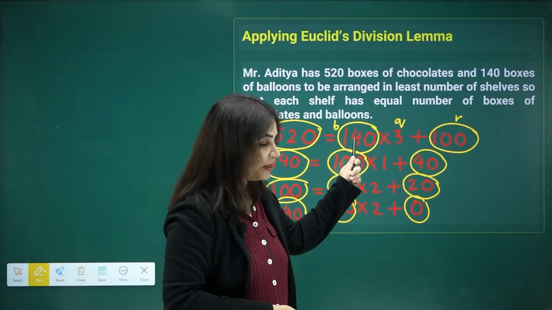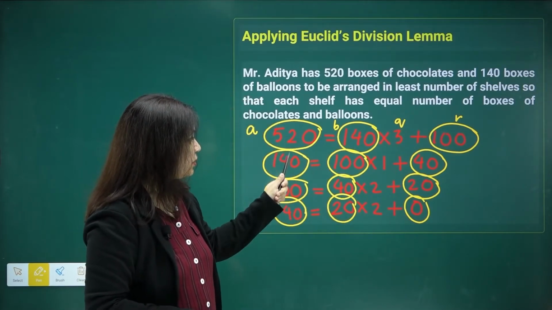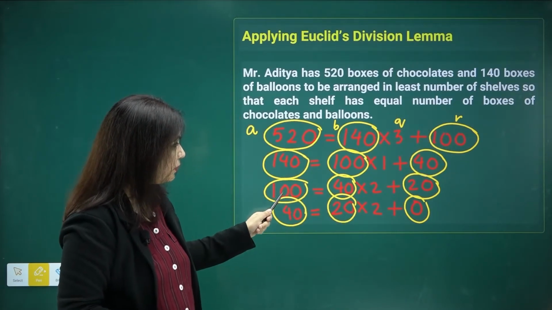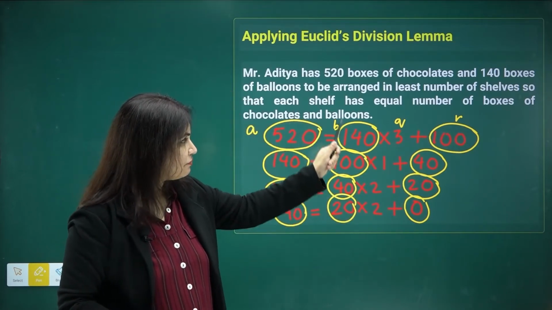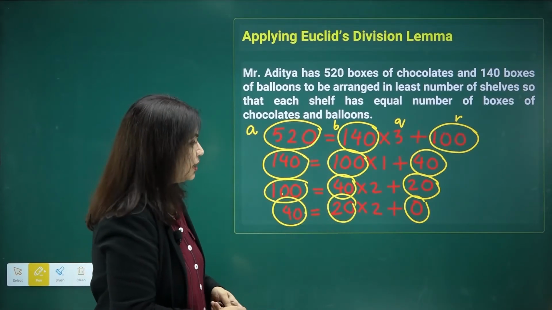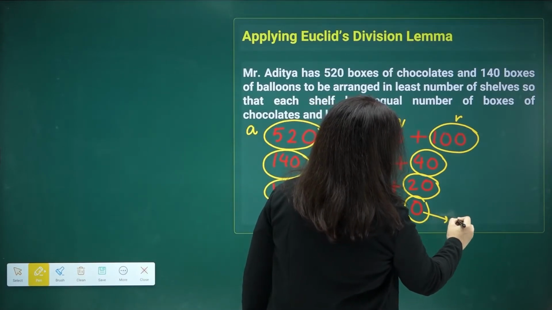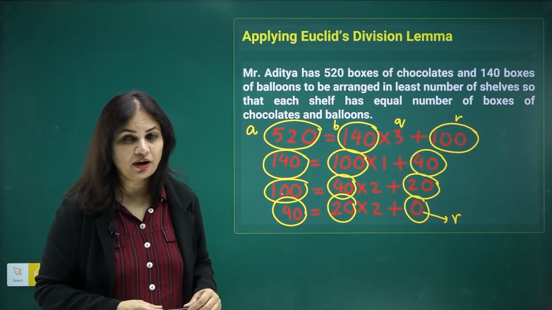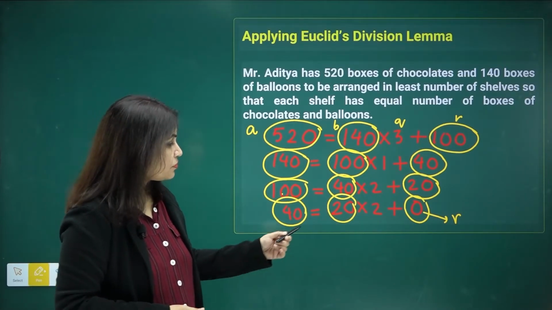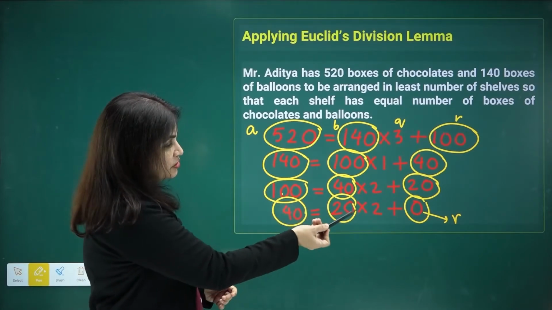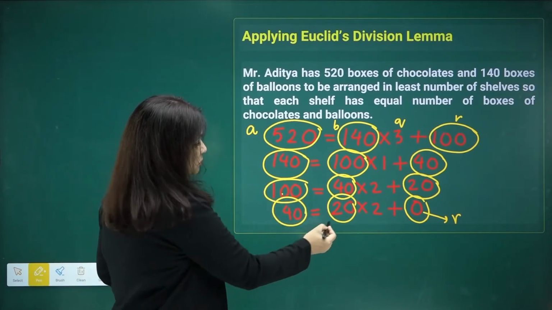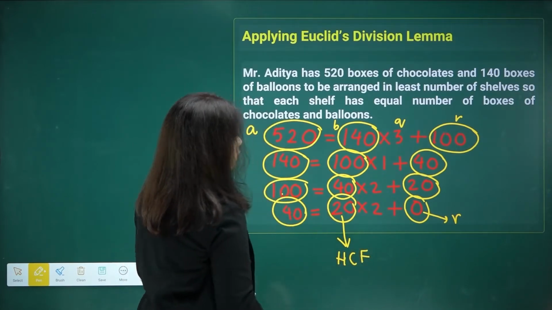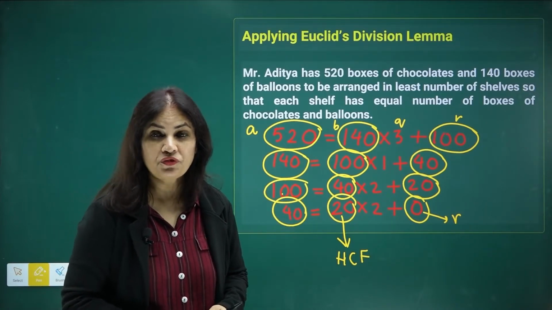520 divided by 140. In the next step, 140 will be divided by the leftover. Next step, 100 will be divided by the leftover. So, every time we keep on doing this until we get the value of R as 0. We continue doing this until we get the value of R equal to 0. So, that divisor which is giving me the value of R equal to 0, 20, is the highest common factor of 520 and 140.